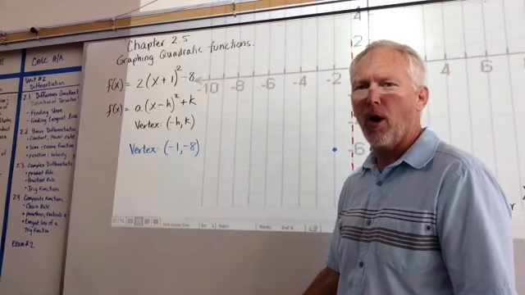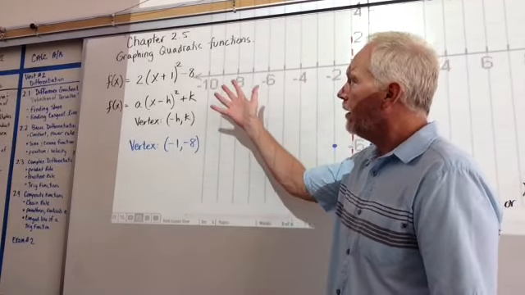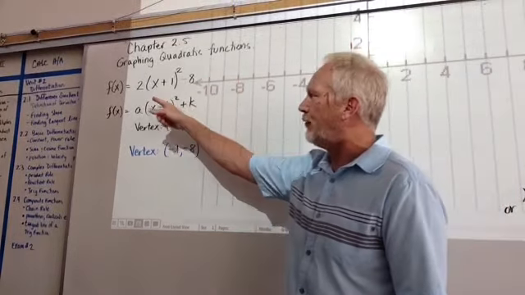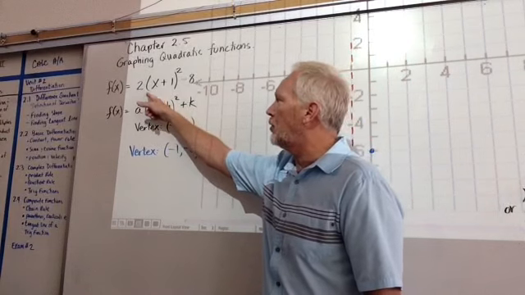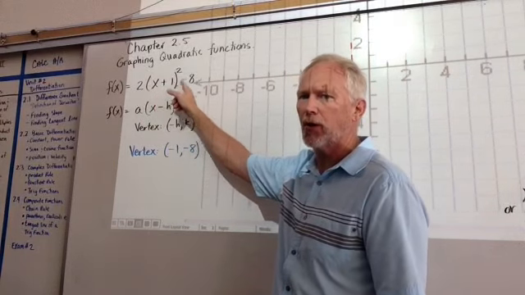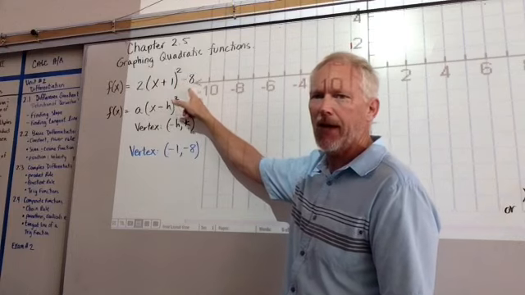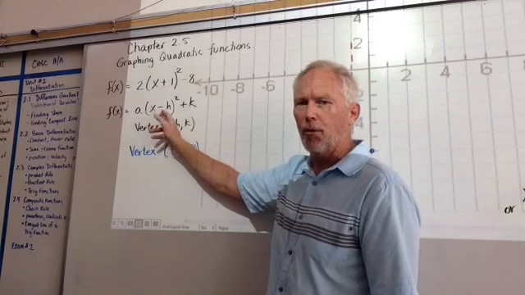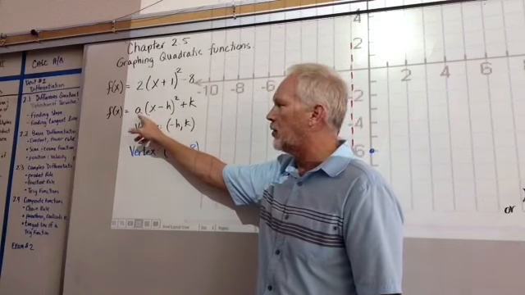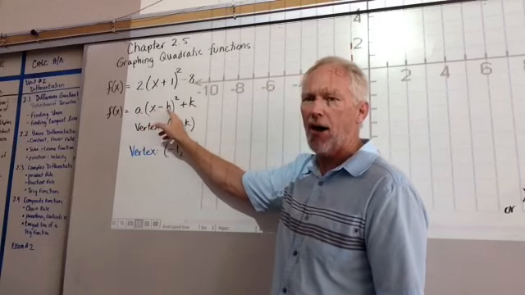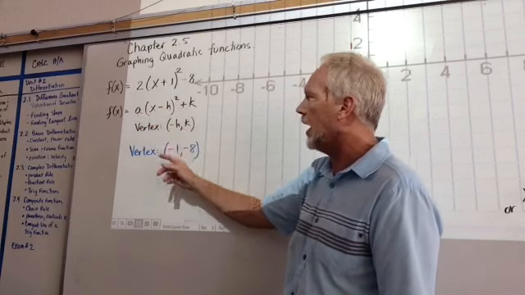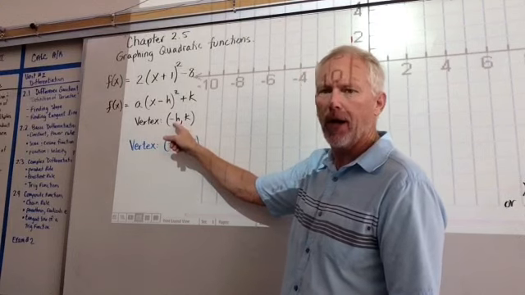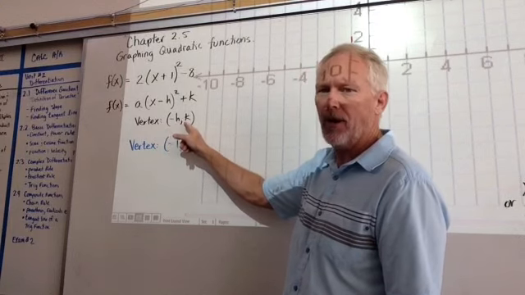Hi, today we're graphing quadratic functions in vertex form, so a little bit different than the standard form. So we're given the function f of x is equal to 2 times the quantity of x plus 1 squared minus 8. And if you recall, the general formula for this is f of x is equal to a times the quantity x minus h squared plus k, where our vertex then is the opposite sign of h, or negative h, and k value.